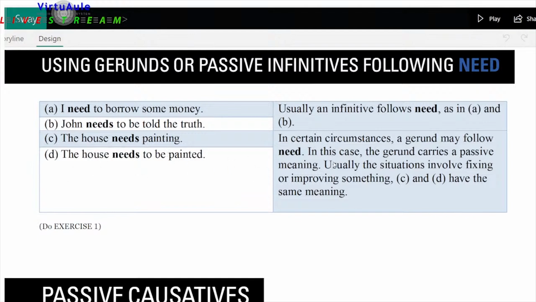In certain circumstances, a gerund may follow need. In this case, the gerund carries a passive meaning. Usually the situations involve fixing or improving something. C and D have the same meaning. The house needs painting. The house needs to be painted. So you have need in a situation of fixing or improving.